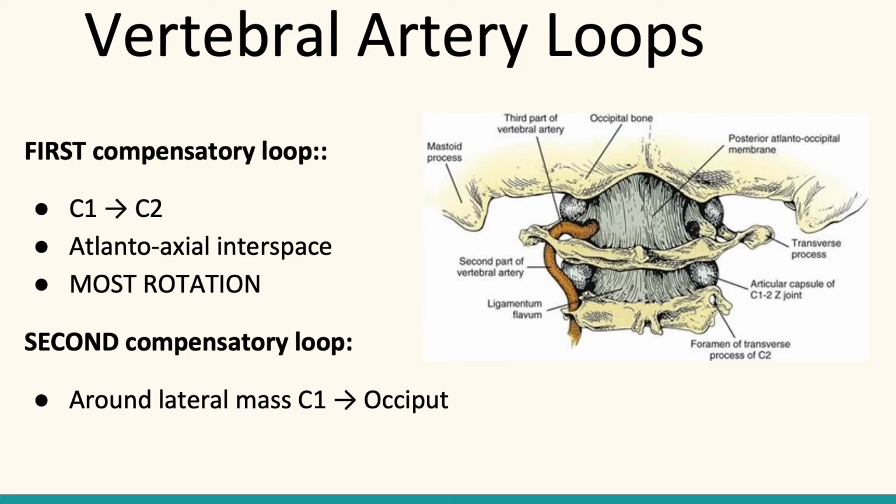It compensates for that rotational movement of the head, and the loop is about 2 times the second compensatory loop. So it states that the vertebral artery stretches about 50 to 67% of its length there during rotation. So good thing we have that slack built in. The second compensatory loop, that one's found around the lateral mass of C1 going to the occiput. So again, we're going to have some motion there, but we're designed for that. So hooray.